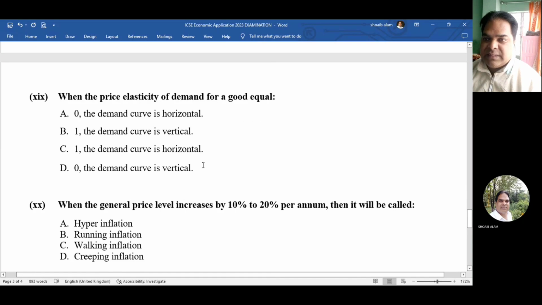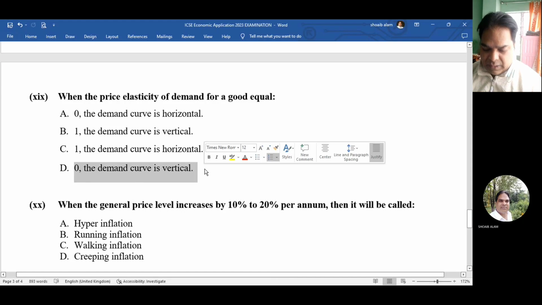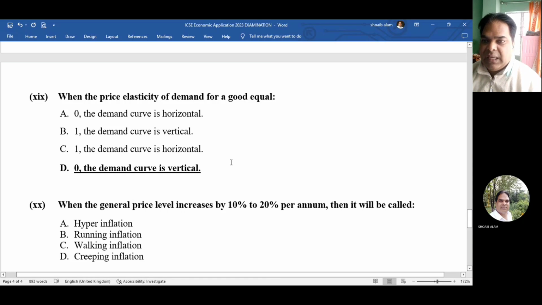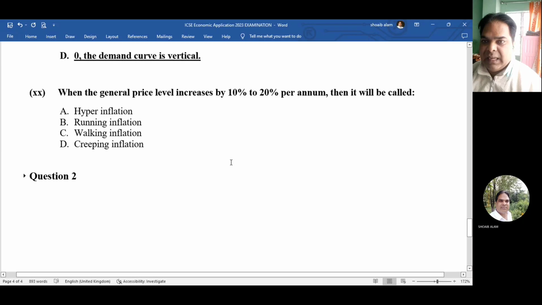Now let us move on to question number 19. When the price elasticity of demand for good equals, so which one will be correct? 0, the demand curve is horizontal. 1, the demand curve is vertical. 1, the demand curve is horizontal. 0, the demand curve is vertical. The answer is D.